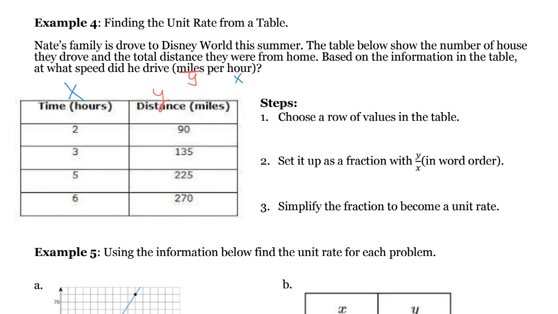Okay, so we just choose any value of tables. So we'll just go with this first one. It doesn't matter which row you choose. We set it up as a fraction. So again, in order, since this was miles first, we'll go 90 over 2. And then we want to simplify that. So 90 over 2 is 45 over 1. And then remember, don't forget to label your answer. So this was 1 hour, and they drove 45 miles per hour.